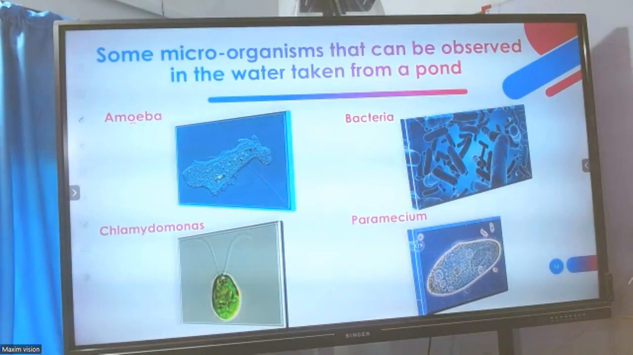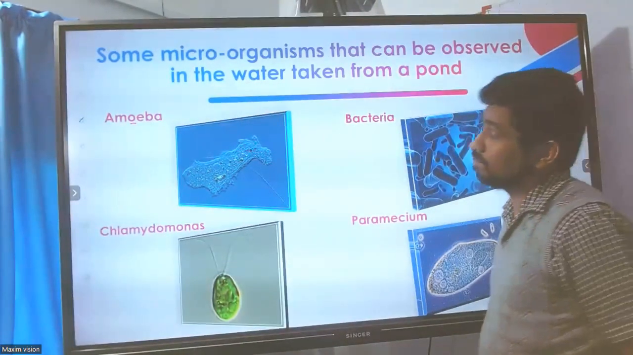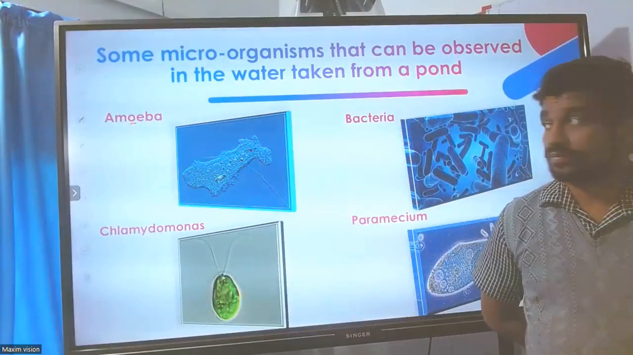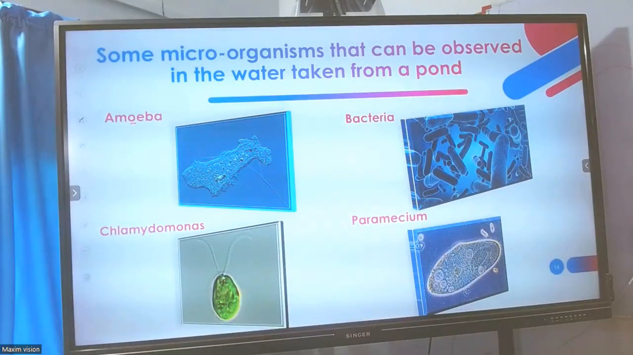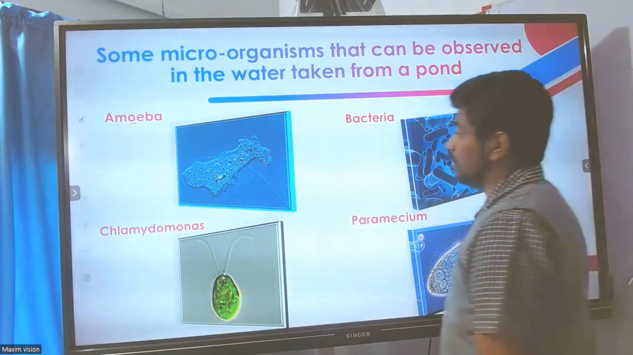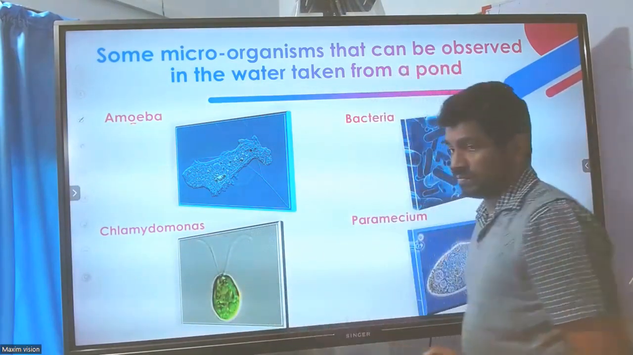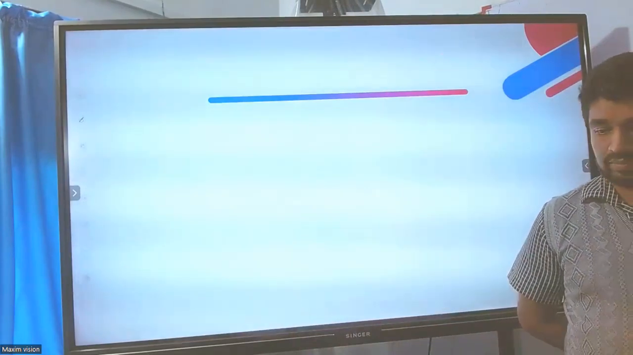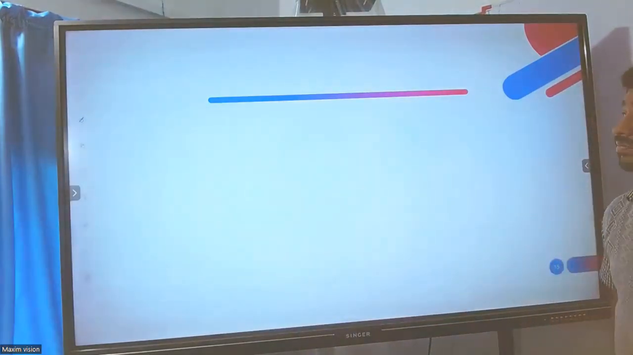These organisms we can identify here. Where can we identify them? Especially when we take a water sample from a fresh water pond, we can identify especially Chlamydomonas. Chlamydomonas. Right?